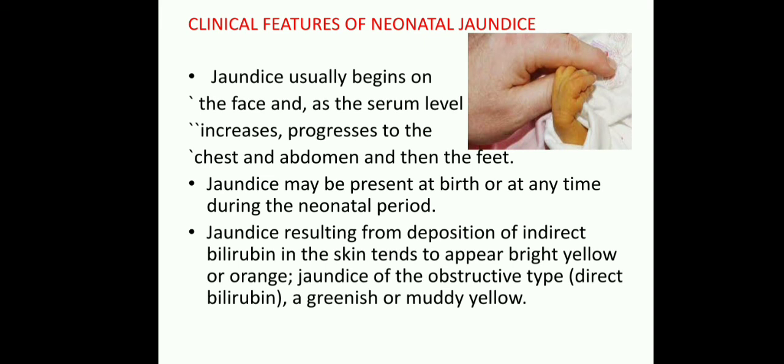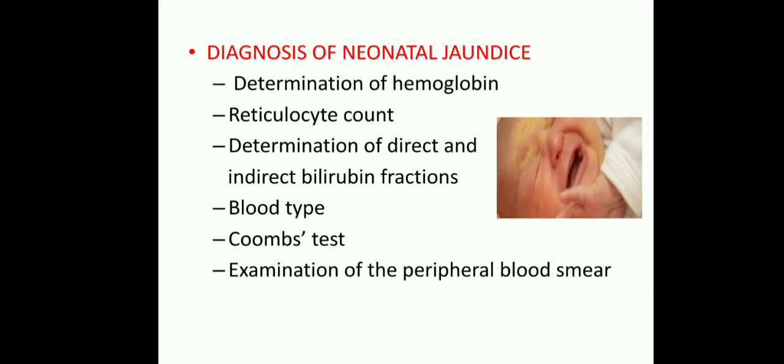Jaundice may be present at birth or at any time during the neonatal period. Jaundice resulting from deposition of indirect bilirubin in the skin tends to appear bright yellow or orange. Jaundice of the obstructive type, direct bilirubin, is a greenish or muddy yellow in color. Okay, this is about the clinical features of jaundice.